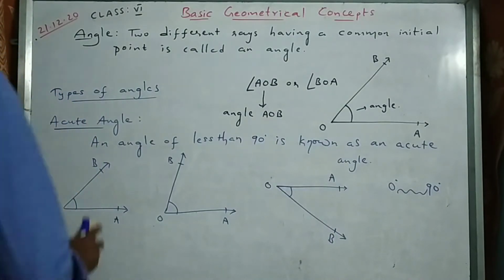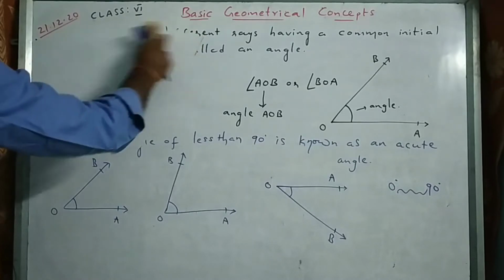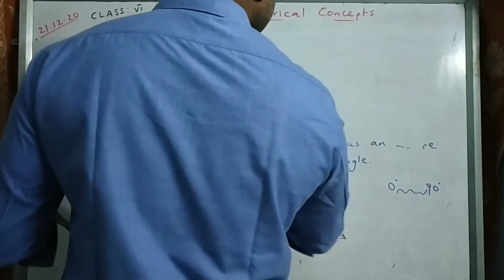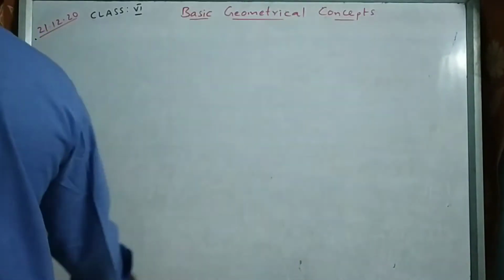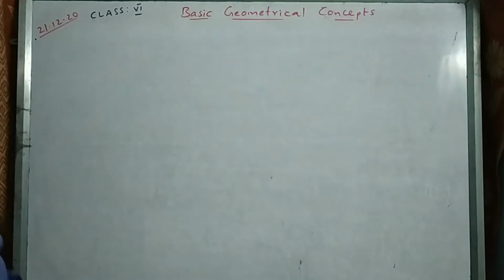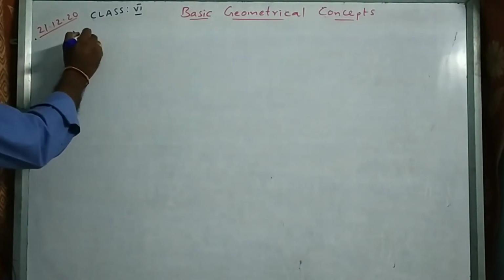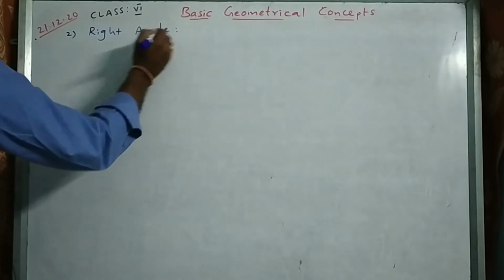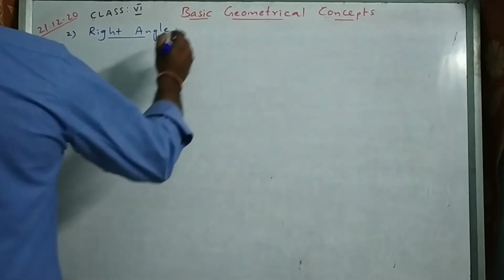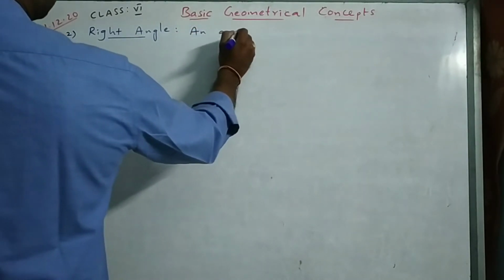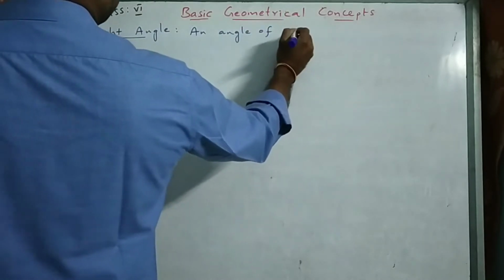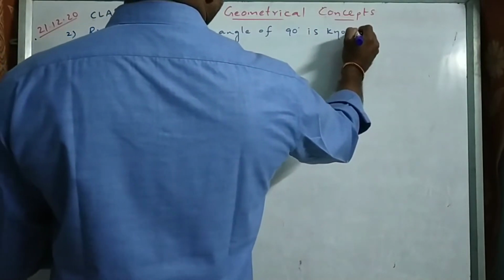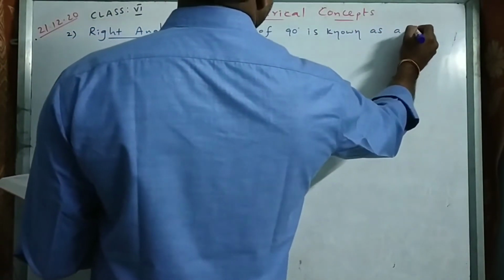Right? What is an acute angle? Below 90, above 0. Okay. Next one is the right angle. Second one is the right angle. Right angle means exactly 90 degrees. An angle of 90 degrees is known as a right angle.